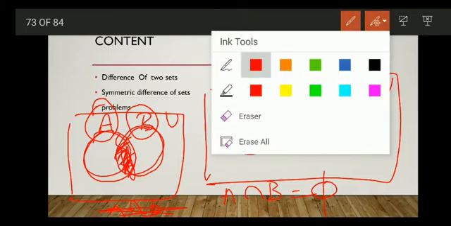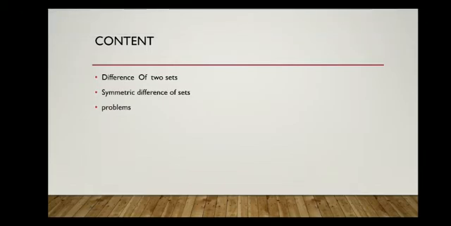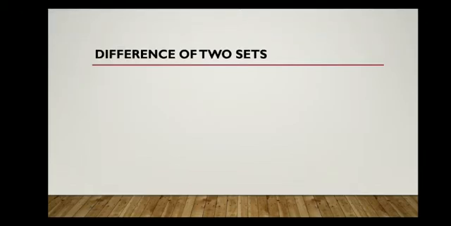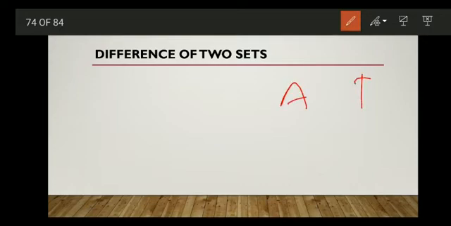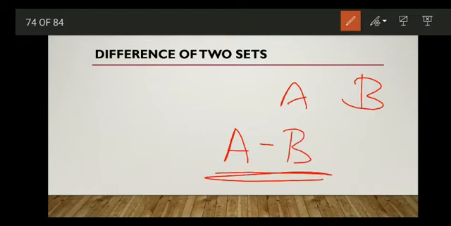Okay. So now we'll see what is the difference of two sets. So if two sets A and B are there, A difference B is denoted like this, or we can denote it like this. What is A difference B? Elements should be in the set A, but they should not be in set B. Okay, A difference B is the collection of elements where each element should be in A but not in B.